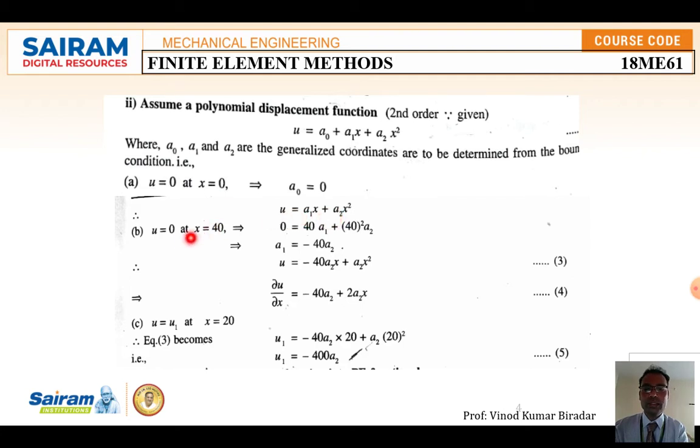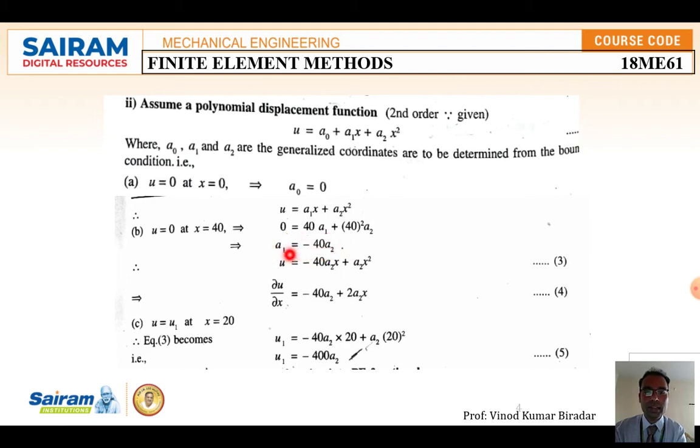The second one is to apply the boundary condition u is equal to 0 at x is equal to 40, that is the total length at node number 2. Then you substitute this in the equation and you get 0. So u is equal to 0, which is a1 times x, that is 40 a1 plus 40 square a2, where the x value is 40. Therefore a1 is equal to minus 40 a2, so you get the a1 value.